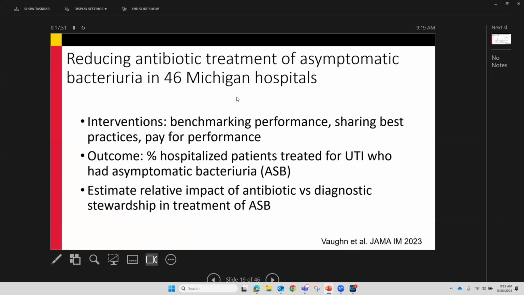So this is another paper that I think a lot of people have seen. This is from Valerie Vaughn, who led this when she was at Michigan, and they had a 46 hospital collaborative where they do patient safety initiatives. Their goal was to reduce how many patients were treated for asymptomatic bacteriuria, so people who were presumed to have UTI but didn't have any symptoms. The way they did this is they had benchmarking of performance and sharing best practices and pay for performance. So there were a lot of these kind of administrative prods to get hospitals to change practice.